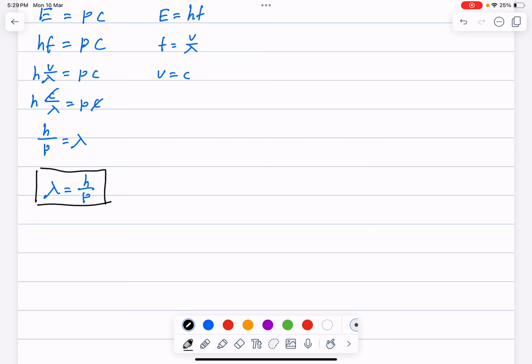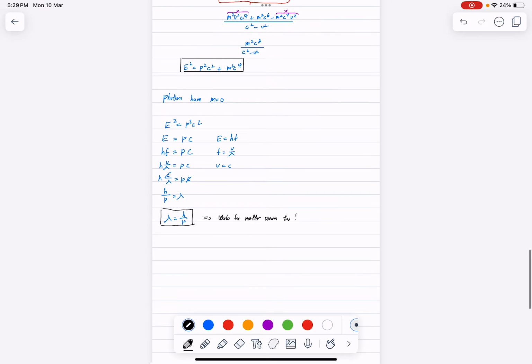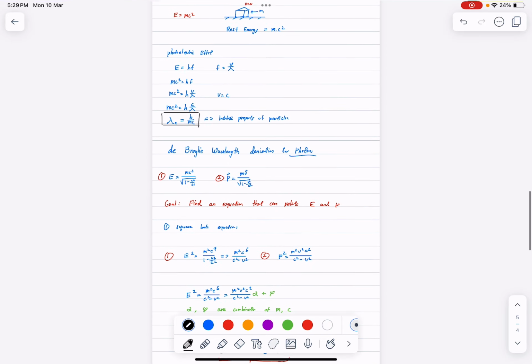which works for matter waves too. There's a more conceptual explanation for this, which I'm not going to dive deeper into here, but this is for photons, and this is how it's derived.